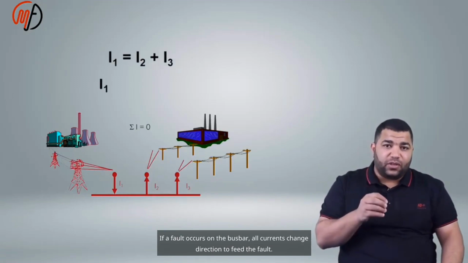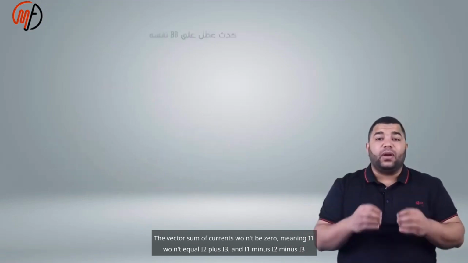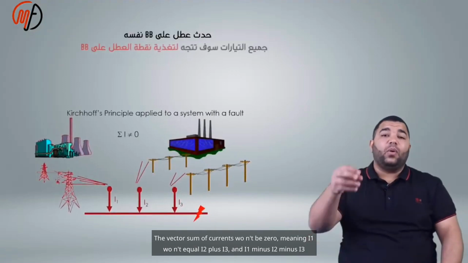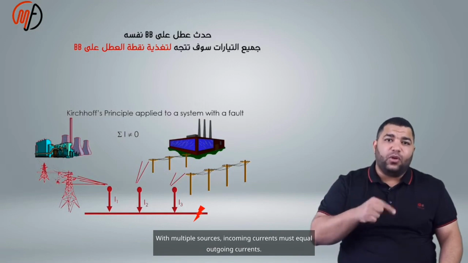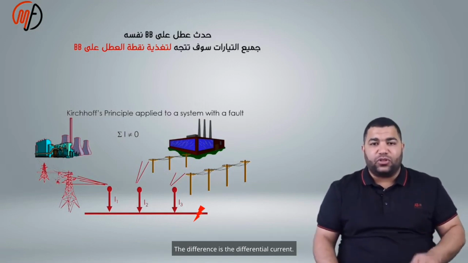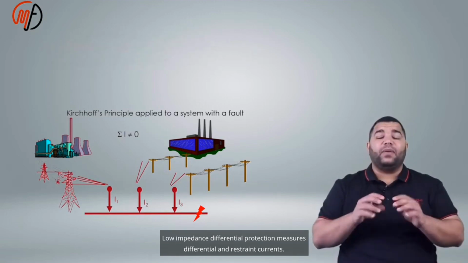If a fault occurs on the bus bar, all currents change direction to feed the fault. The vector sum of currents won't be 0, meaning I1 won't equal I2 plus I3, and I1 minus I2 minus I3 equals the fault current. With multiple sources, incoming currents must equal outgoing currents. The difference is the differential current.